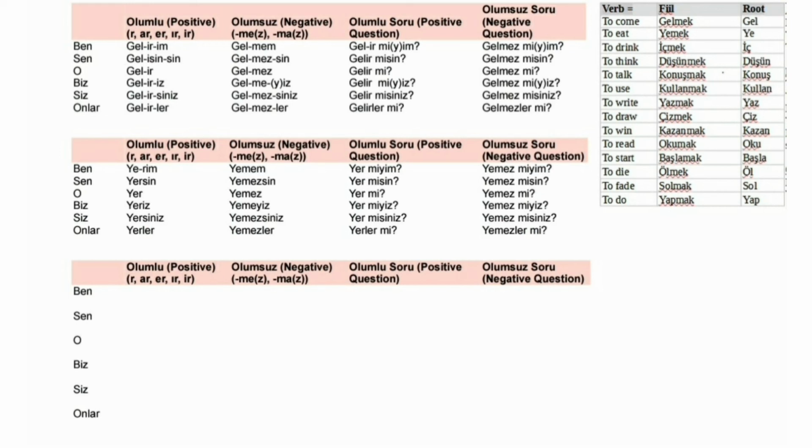So as you can see, this ends with e, which is a vowel. That's why our actual suffix is only r, yerim, for this tense. Im is our personal suffix, as you know. Yerim, yersin, yer, yeriz, yersiniz, yerler. And negative form, yemem, yemezsin, yemez, yemeyiz, yemezsiniz, yemezler.